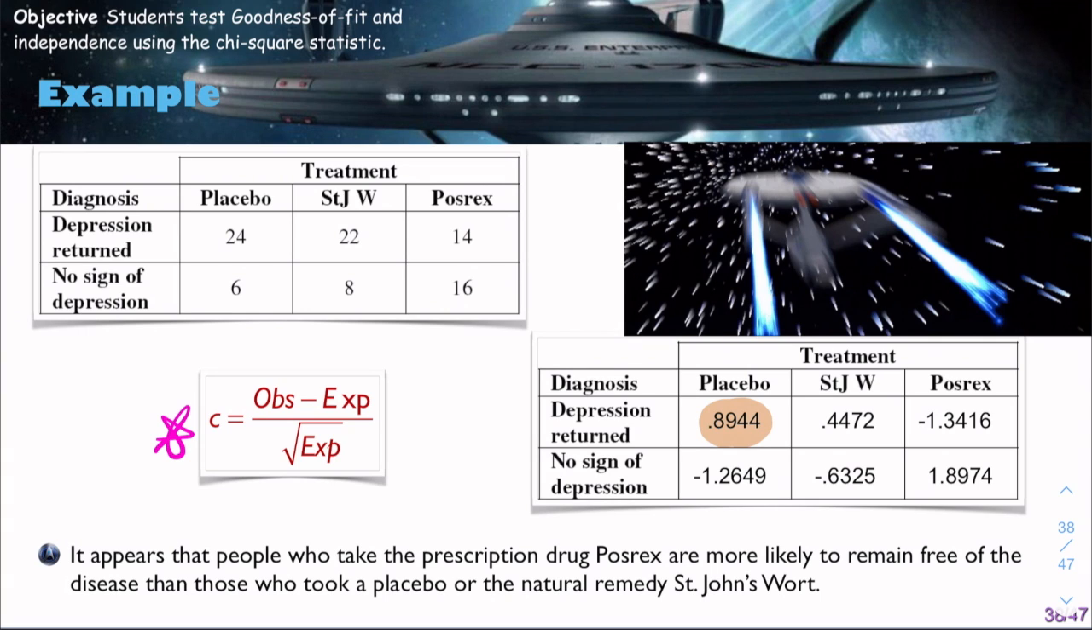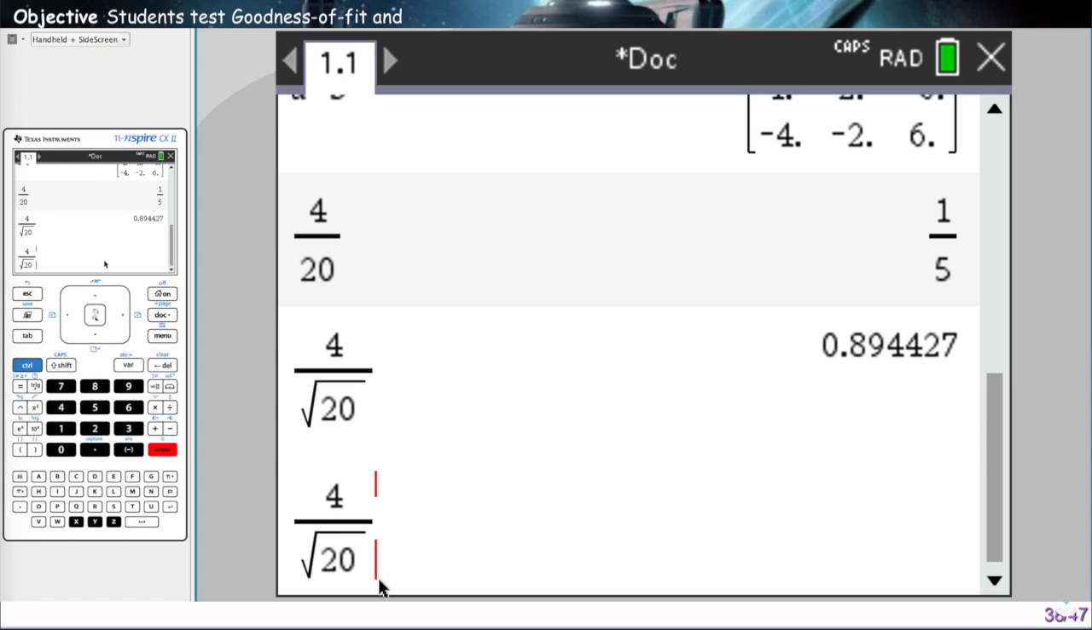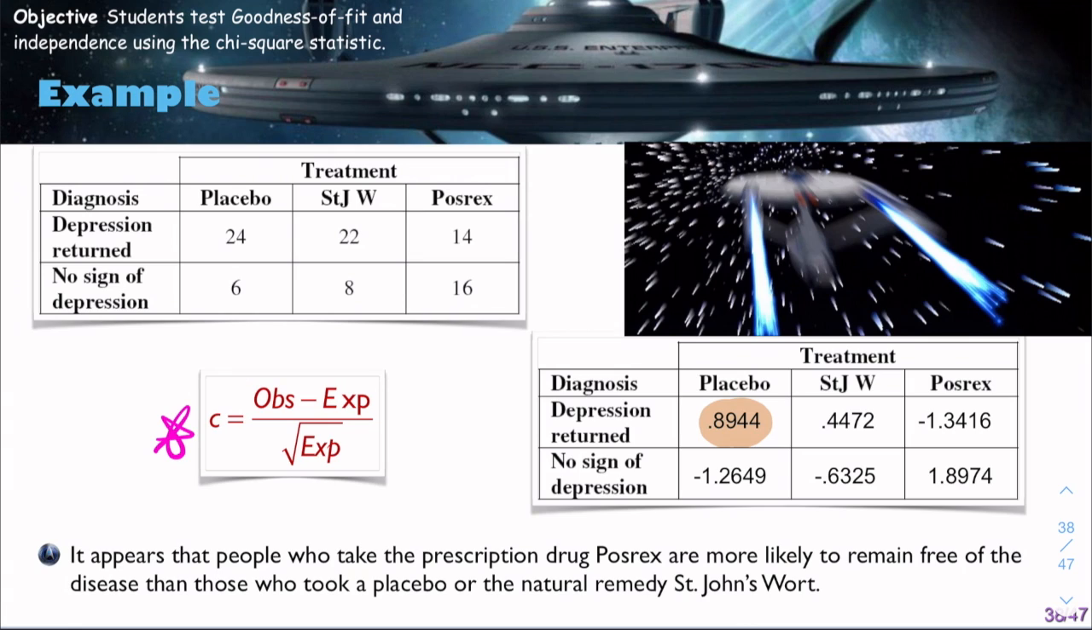And then once you have one, what you can simply do is scroll up, change a value. So this time it's 2. It's the same expected value for the first row. So I hit enter, and this is how, back on the notes, you can see that we get these standardized residuals. So the one that seems to be standing out the most here is the Paxil that returned no signs of depression. And it appears that people who take the prescription drug are more likely to remain free of the disease than those who took a placebo or the natural remedy St. John's wort. And that's the power of being able to do a chi-squared two-way test.